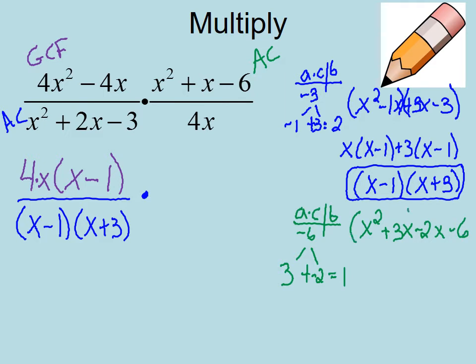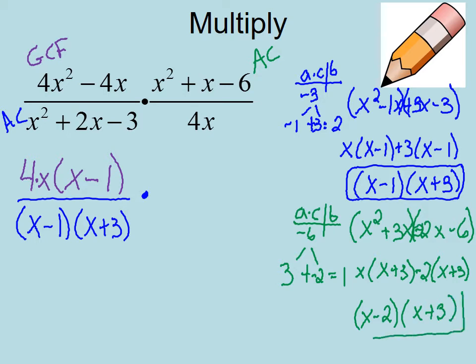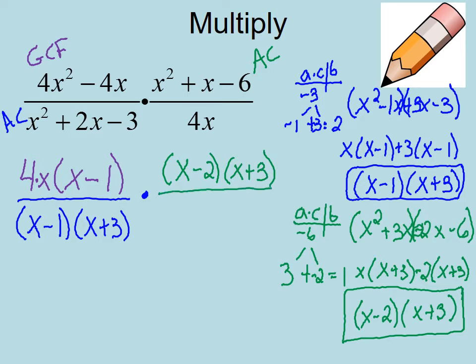Group my first two together. Group my second two together. The first one I can just take out an x. So I'm left with x plus 3. The second one, since this is negative, I'm going to take out a negative 2. And I'm left with x plus 3. Now I'm going to write what's left over. So I have x minus 2, x plus 3. This whole thing is what I'm going to write in my numerator here. So I'm going to have x minus 2, x plus 3. And then on the bottom here, I'm just going to keep my 4 times x.